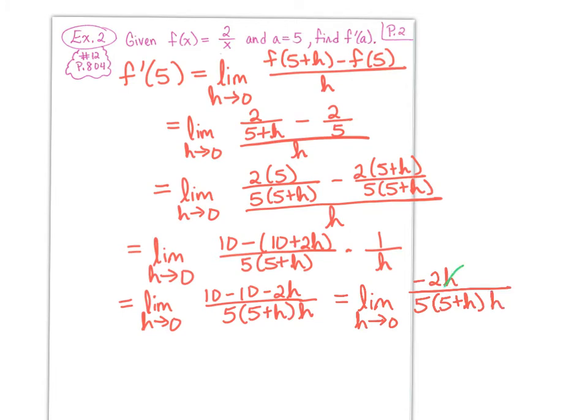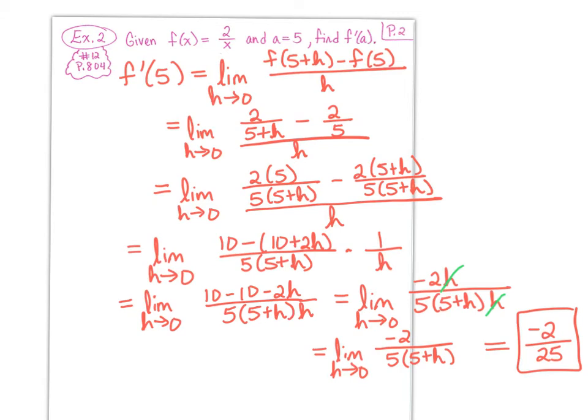The h's cancel. Good. So these h's cancel. And then you have the limit as h approaches 0 of negative 2 divided by 5 times 5 plus h. As h approaches 0, what do you get? Very good. Negative 2 over 25. That's your derivative of that given function at 5. That's the derivative of f at 5.